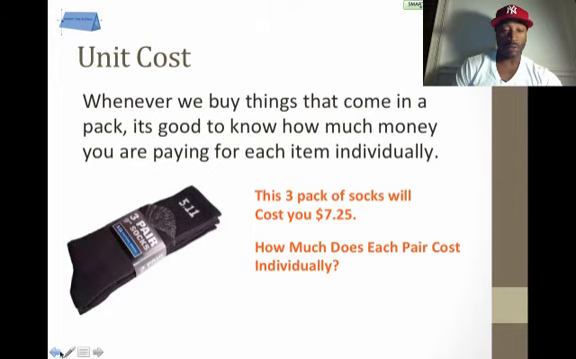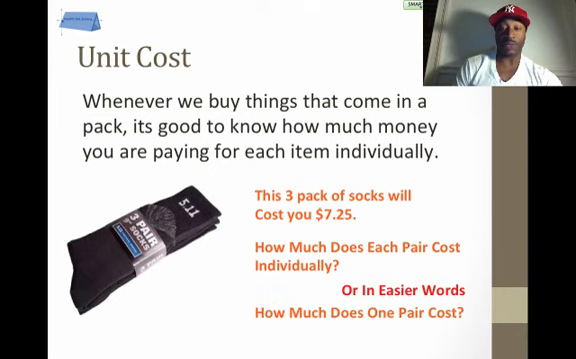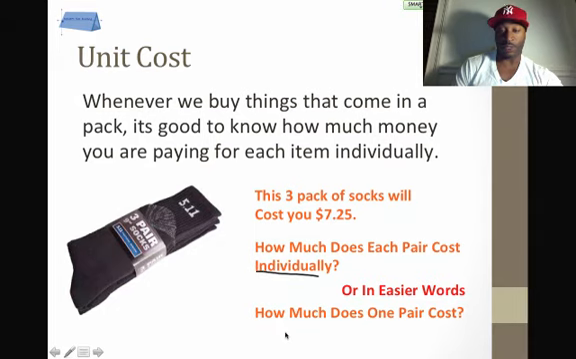So let's go. Okay, well, we could use easier words also. Instead of saying how much does each pair cost individually, we could also say how much does one pair cost. All right. So me asking how much does each pair cost individually, using the word individually, or how much does one pair cost, we're saying the same thing. We're asking for the unit cost of the pair of socks. All right. So just a little recap. And once again, this answer is your unit cost.